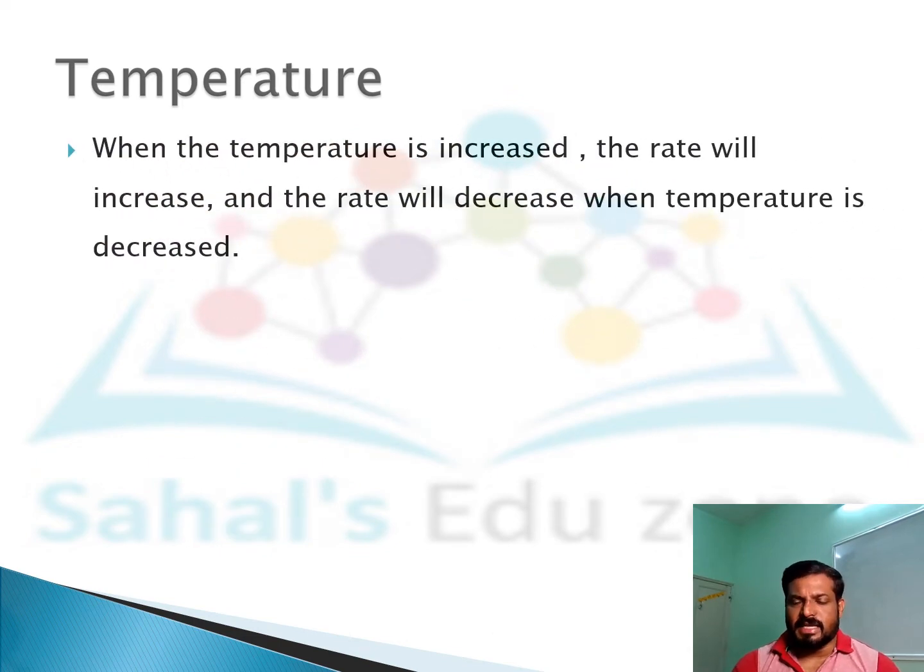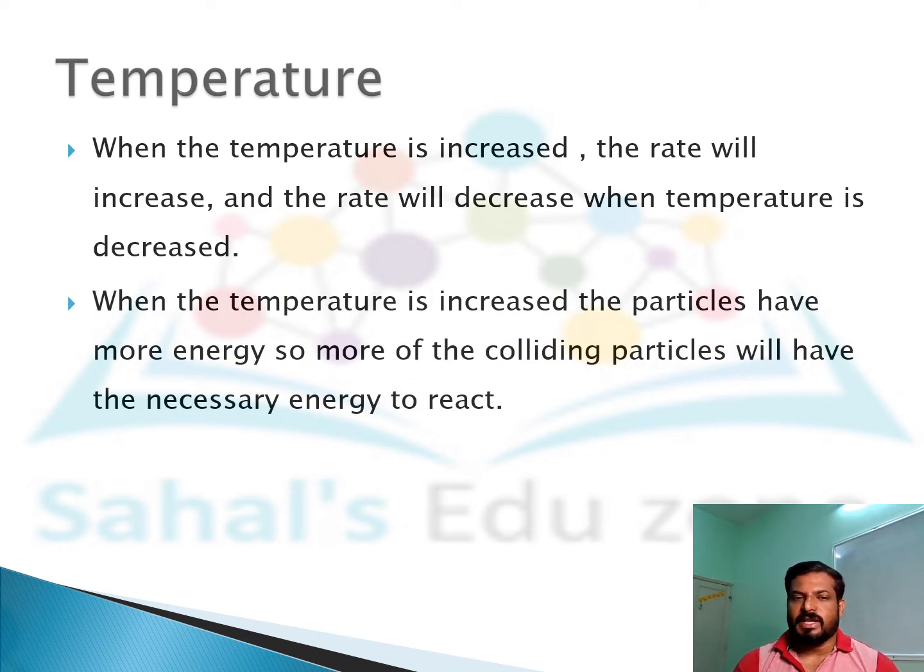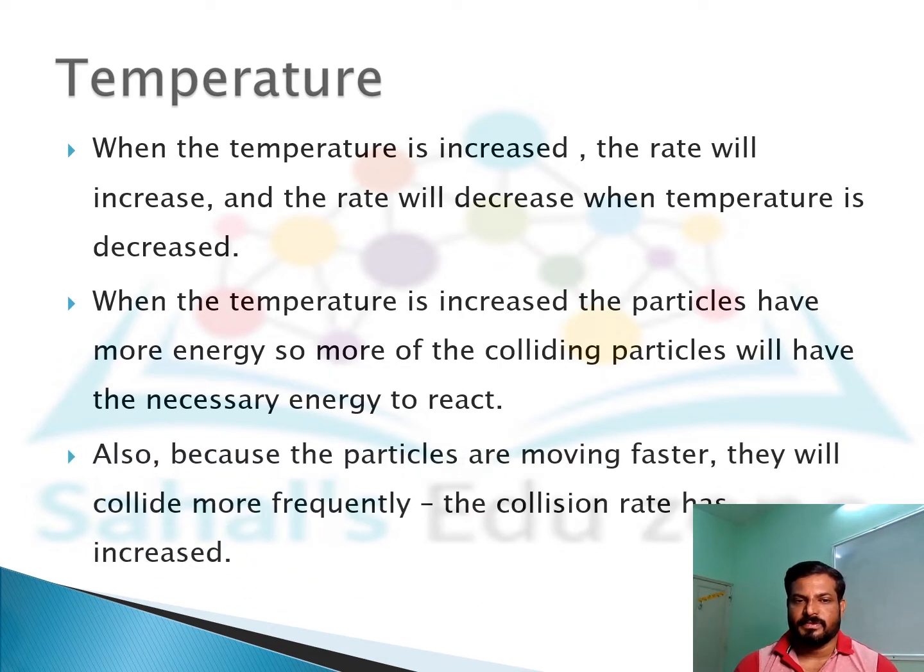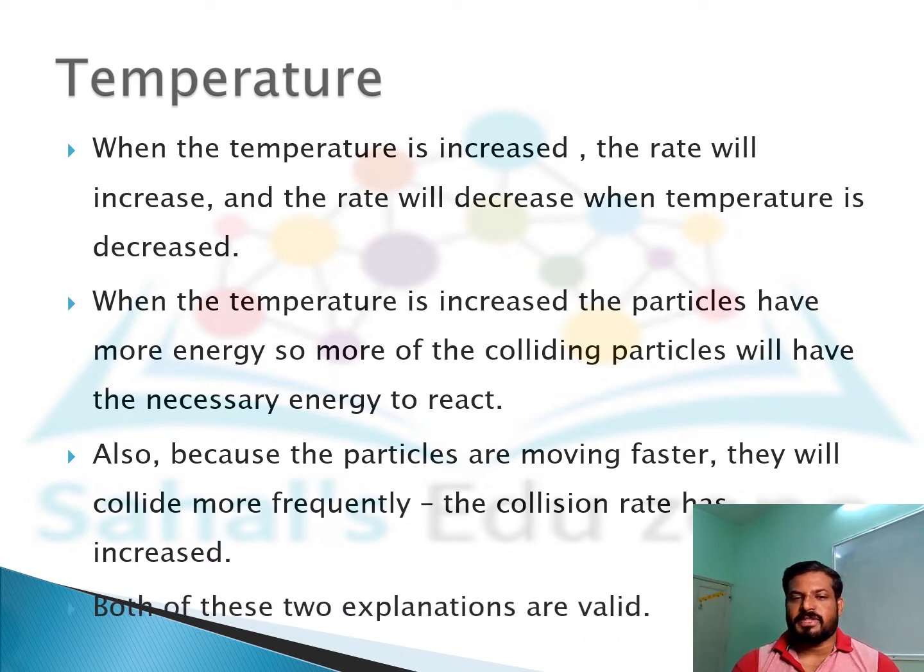When the temperature is increased, the rate will increase, and the rate will decrease when the temperature is decreased. When the temperature is increased, the particles have more energy, so more of the colliding particles will have the necessary energy to react. Also, because the particles are moving faster, they will collide more frequently. The collision rate has been increased. Both of these explanations are valid.